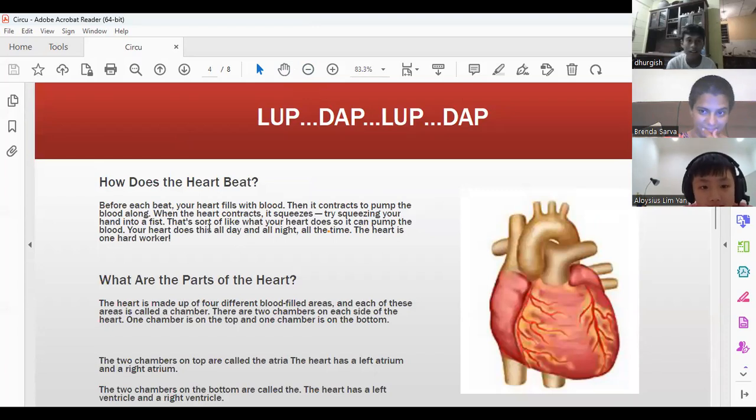Before each beat, your heart fills with blood. Then it contracts to pump the blood along. When the heart contracts, it squeezes. Try squeezing your hand into a fist. That's sort of like what your heart does so it can pump the blood. Your heart does this all day and all night, all the time. The heart is one hard worker.